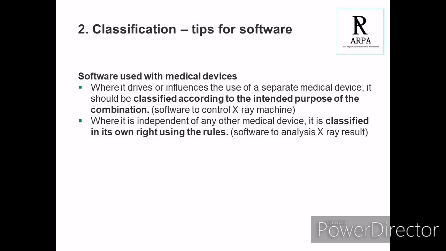For software classification, there are some tips. If the software drives or influences the use of another device, then the classification should be according to the combined intended use. For example, for software to control an X-ray machine, the whole product classification will be according to the X-ray machine risk level. If your software is used independent of any other medical device, then it can be classified in its own right. For example, software to analyze X-ray results.